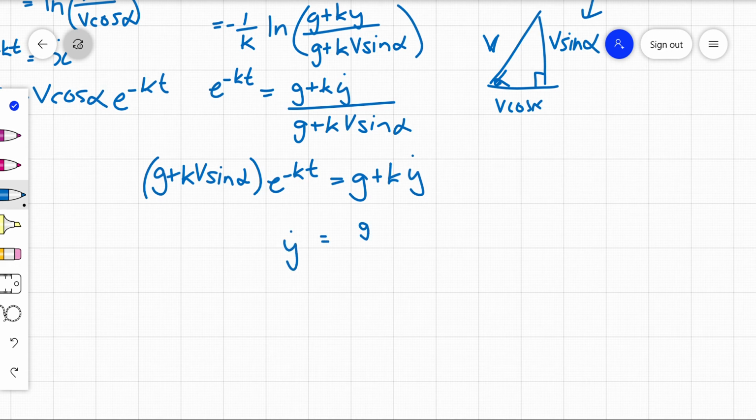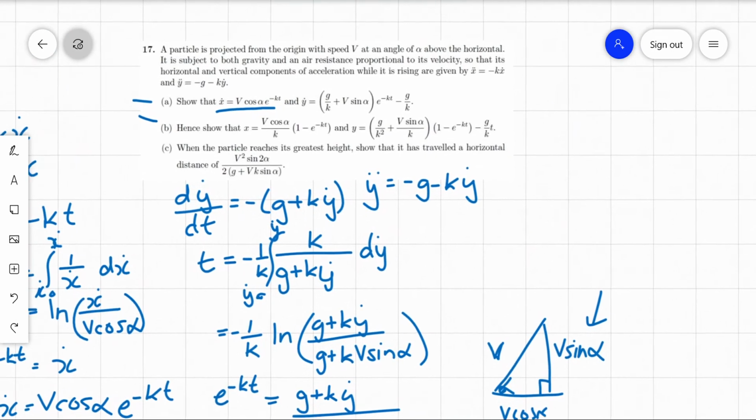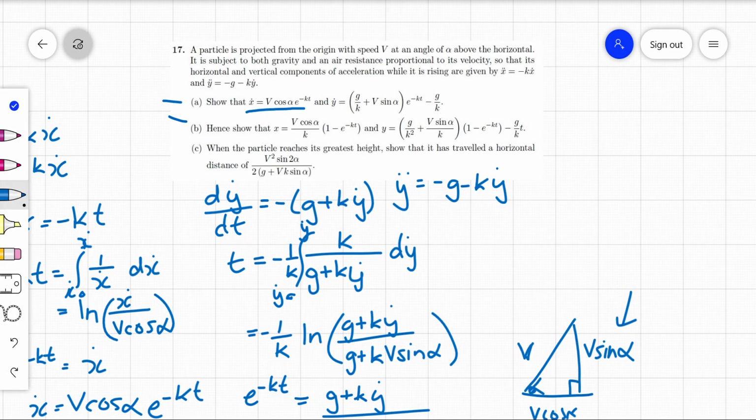I'll look at this first of all. I've got all of that, and I want to minus g, and then divide everything by k. If you want it in the form they've got it, I'm going to divide the bracket part of the first term by k. So I've got g on k and v sine alpha. I've divided that first term by k and then divide the second term by k. There we go. So we've got it in the form they wanted. So that's that form there.